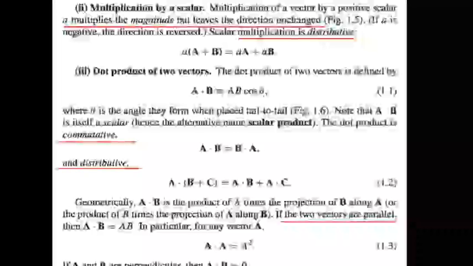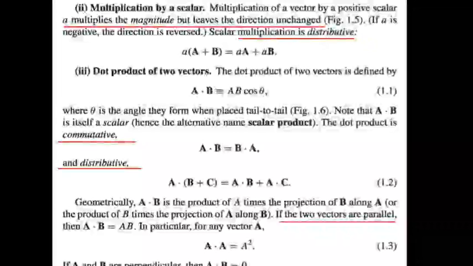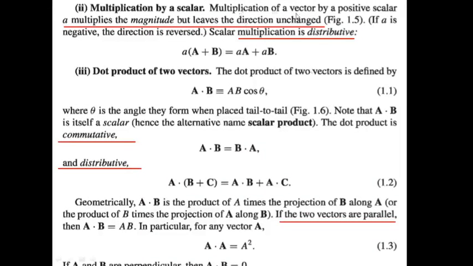Okay, so now let's move ahead with the multiplication by scalar. What we are looking at here is basically the multiplication of a vector by a positive scalar quantity. Let us say our scalar quantity is a, and if it is multiplying the vector, we are enhancing its magnitude without changing its direction. So the direction remains unchanged.